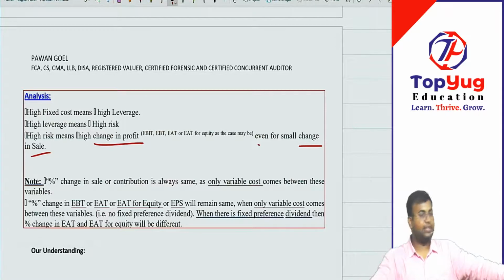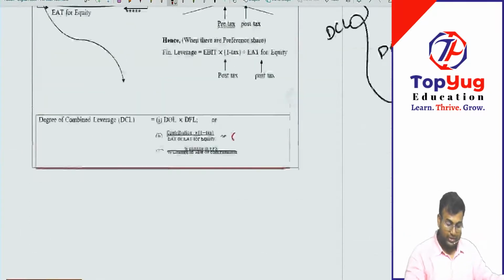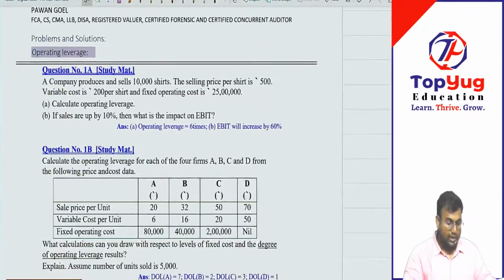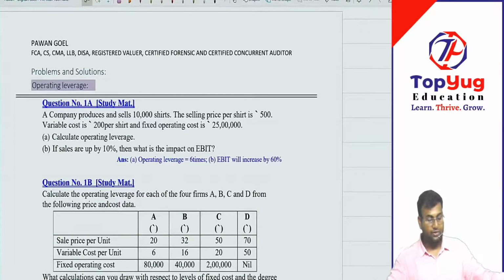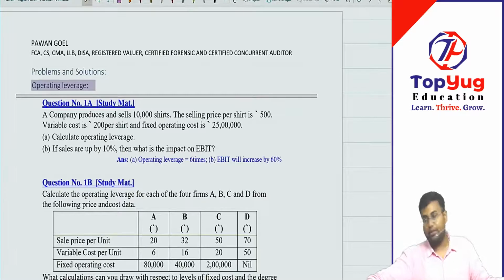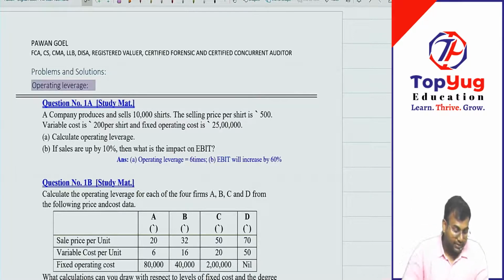If you are able to understand the income statement, these are all very simple to understand. So that's why I told this chart and this chart, will take it later. Done? Okay. Now there are few problems which I wish to start with. I've already given problems to you. Let's start with the first problem, question 1A. This is from your study material. Let's see how many of you can do it before me.